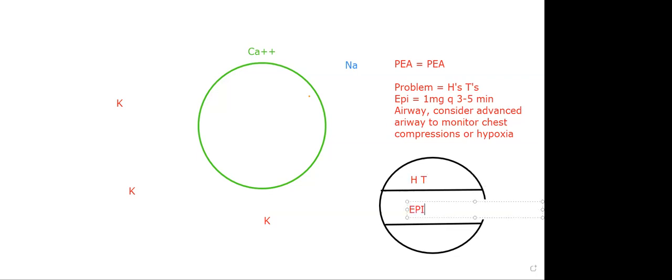And of course, we're going to give epi and any other drug related to the H's and the T's, and airway. That doesn't mean that I'm neglecting the airway. Of course, if I can't intubate the patient or ventilate the patient, then we have an issue that we have to immediately sort out. But if I'm able to OPA and bag that patient, then I put more emphasis on the early administration of epi.